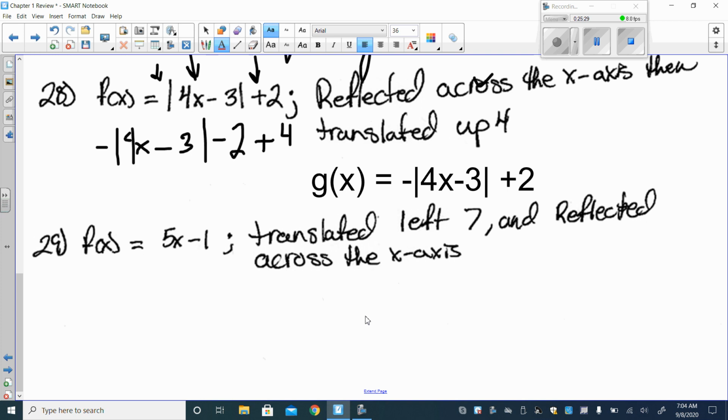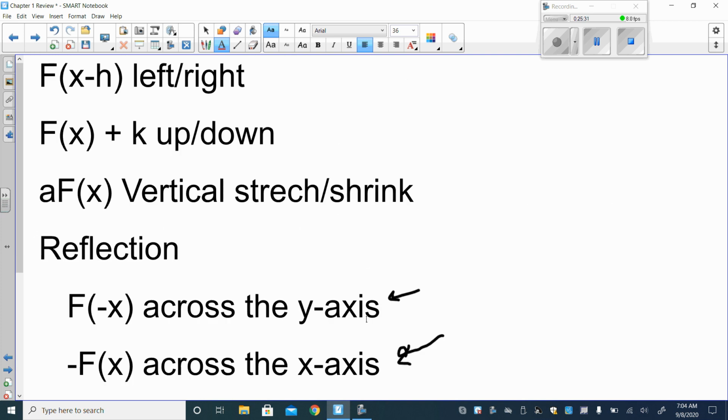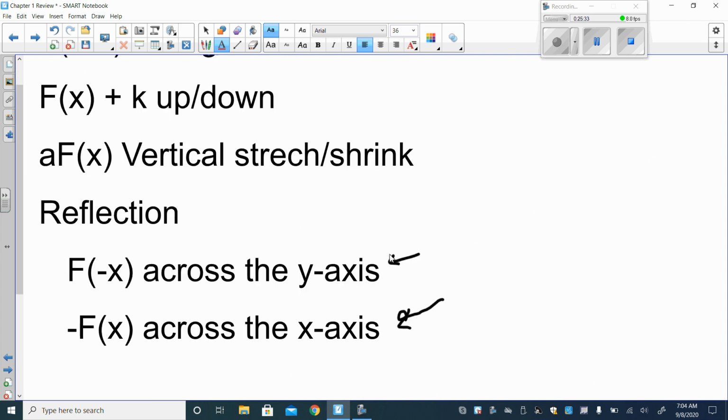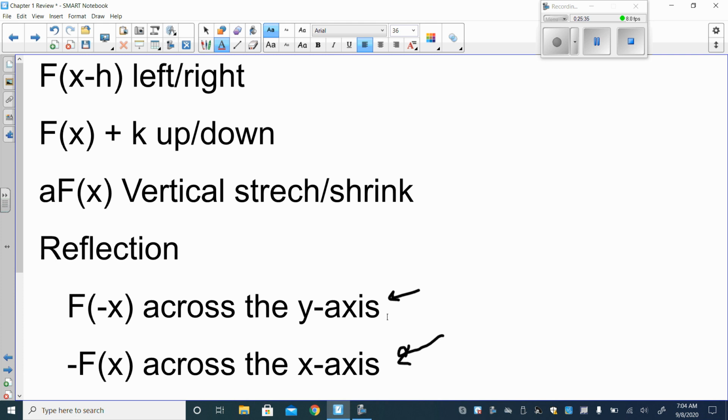And that's it there. I'm not going to worry about number 29. So if you want to go back through and write those down, it might be helpful, especially when we talk about these here.